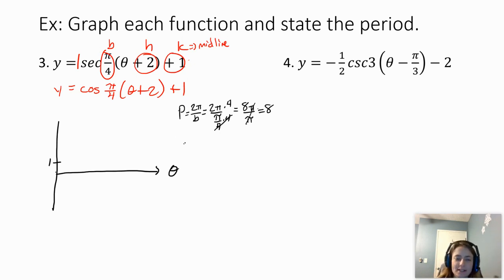So our period is 8, then our step, which is the period divided into 4 parts, is 8 over 4, which is 2. So we're going to go 2, 4, 6, 8. And that should be 1 period.